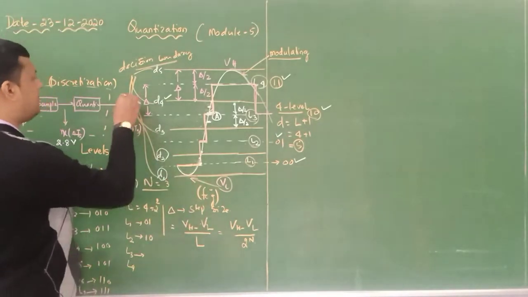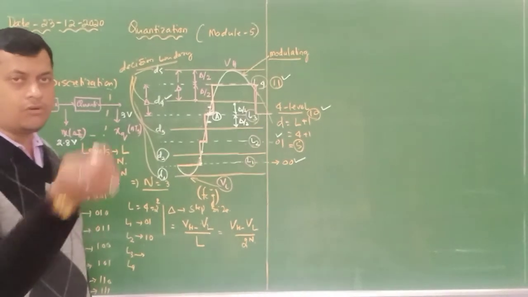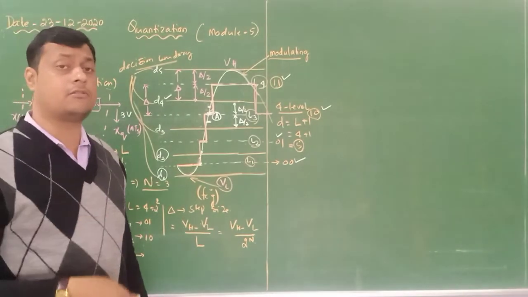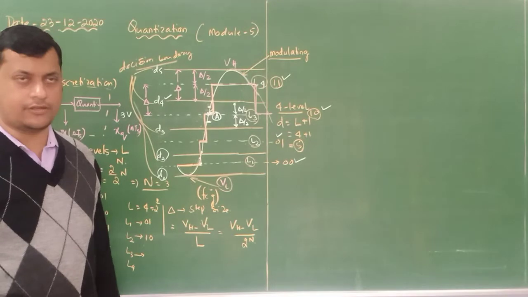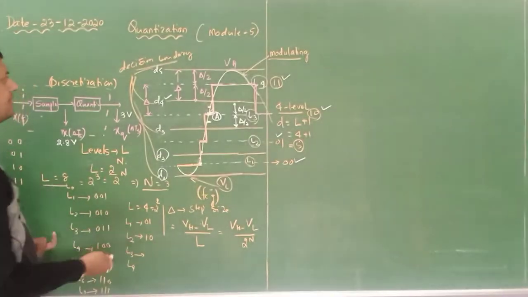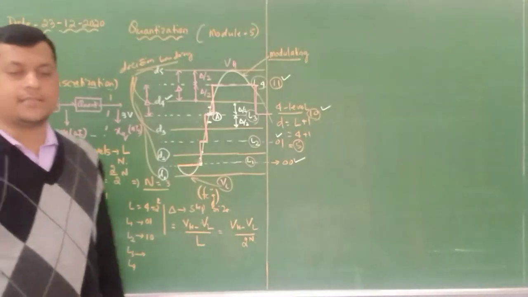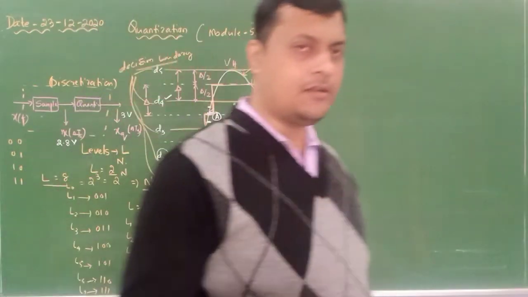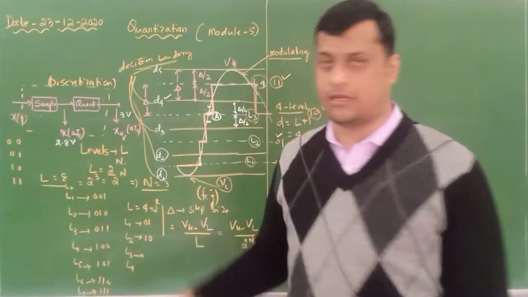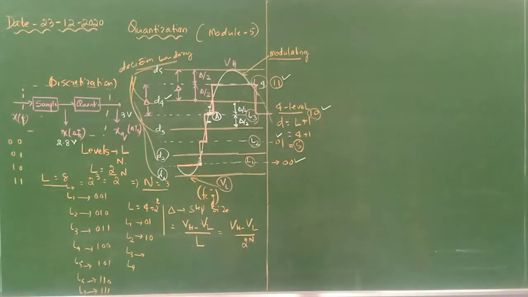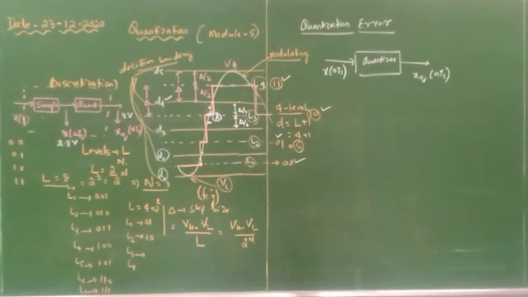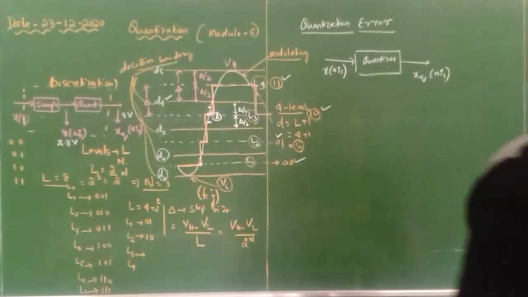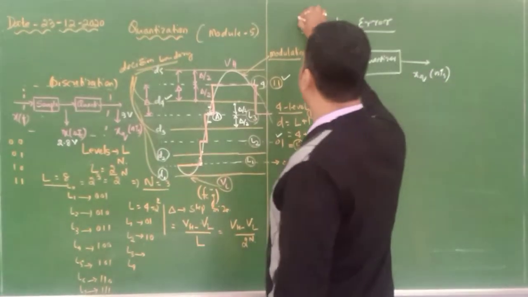If next I draw the encoder, then the whole system becomes an analog to digital conversion. Okay, so these are the basic steps behind our quantization process. But it has certain features that I will note down now. So now we need to calculate this quantization error.